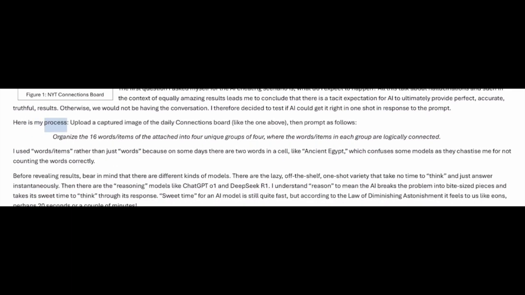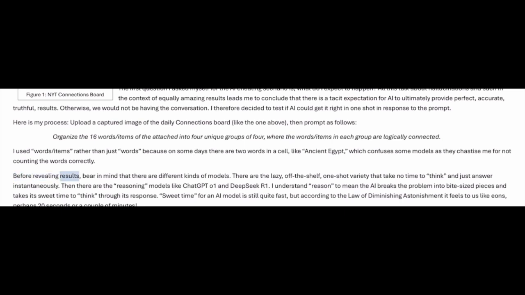Here's my process. Upload a captured image of the daily Connections board, like the one above, then prompt as follows. Organize the 16 words/items of the attached into 4 unique groups of 4, where the words/items in each group are logically connected. I used words/items rather than just words because on some days there are 2 words in a cell, like ancient Egypt, which confuses some models as they chastise me for not counting the words correctly.